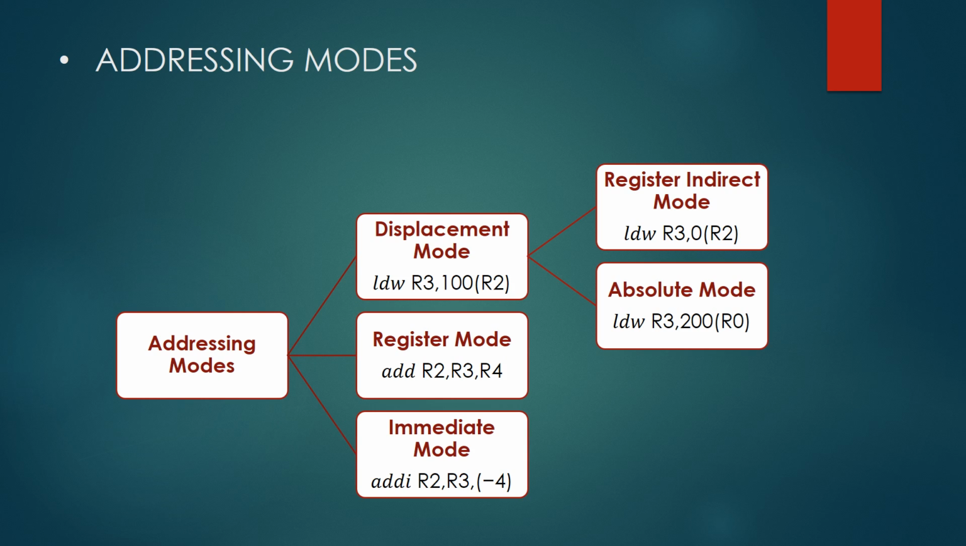Nios architecture has 3 addressing modes, which are displacement mode, register mode, and immediate mode. The displacement mode has 2 more addressing modes, which are register indirect mode and absolute mode.